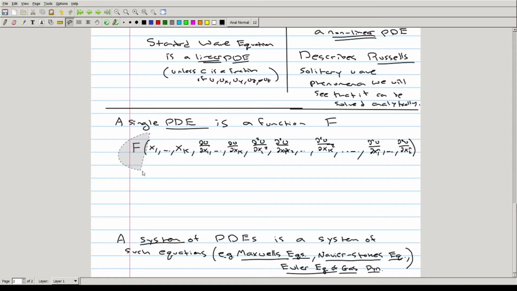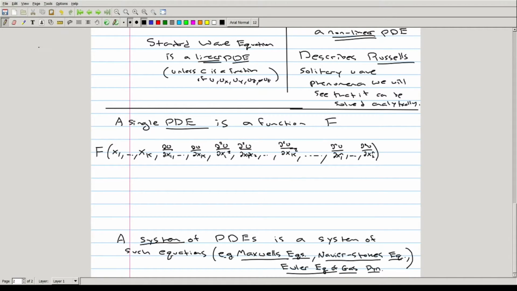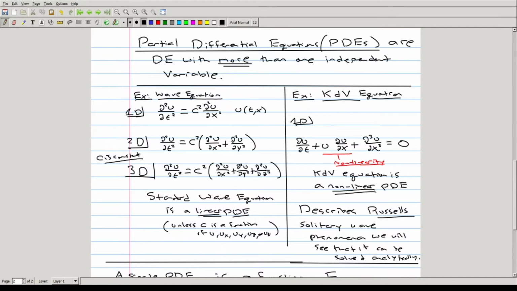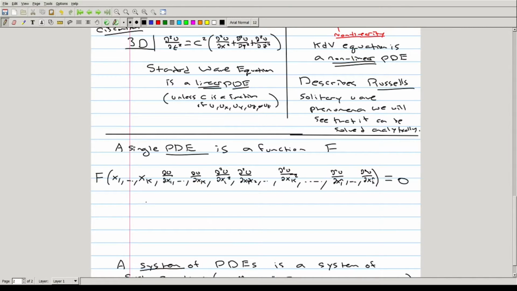So as you see, in general, a general PDE can be a very, very complicated thing. But the idea is that in general it's a function like this. And solving it involves solving for a function u that satisfies this for every single point in every single one of the independent variables. So for every point in the domain.